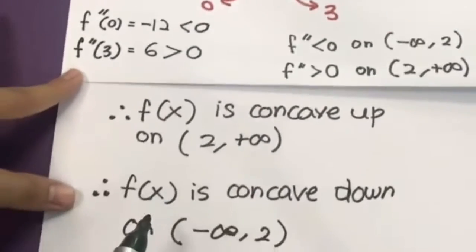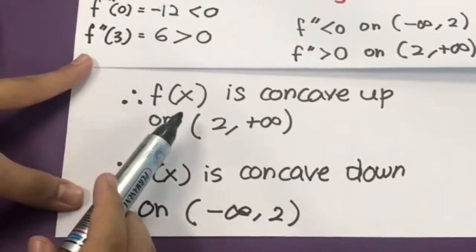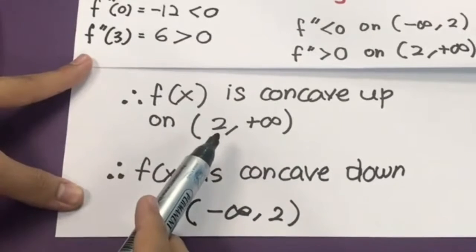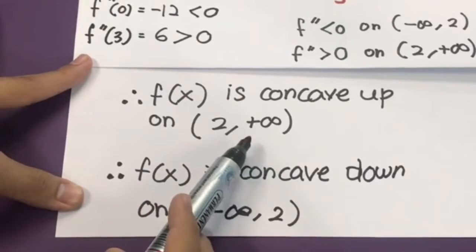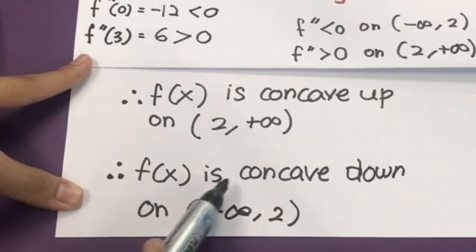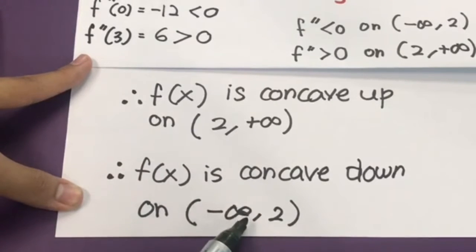We can conclude that the second derivative is smaller than 0 on negative infinity until 2, and the second derivative is greater than 0 on 2 until positive infinity. So we can conclude that f(x) is concave up on 2 until positive infinity, and f(x) is concave down on negative infinity until 2.